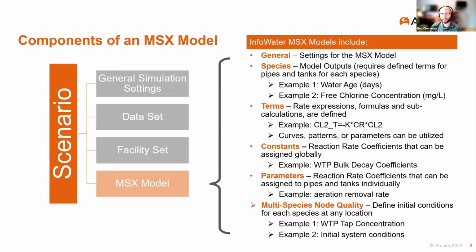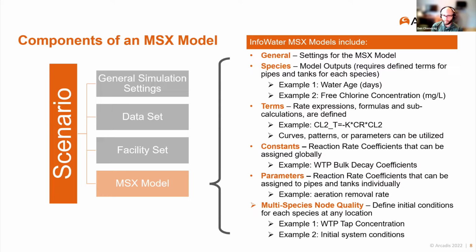Each MSX model includes a number of different components, but the key ones there are the species, for example, the water age or free chlorine. That's what we're actually trying to simulate and get results for. And then the terms field is where we're defining the rate expressions, the formulas, the interactions between different species. So that's where it gets the most complicated.